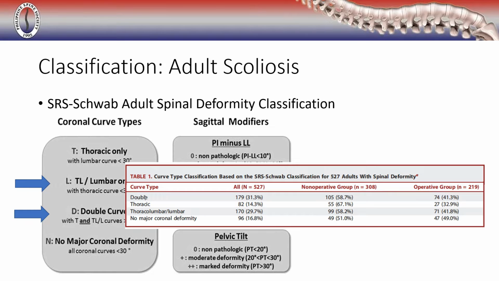I won't be discussing in detail the SRS Schwab classification, which was already discussed by a previous speaker. I'd just like to point out in the study that most of the curves that they encountered were found in the thoracolumbar lumbar region, or were of the double curve type. A third of these patients don't even have any coronal deformity at all. So most of the patients that we will encounter with adult degenerative scoliosis will usually have their curves predominantly in the lumbar and thoracolumbar regions.